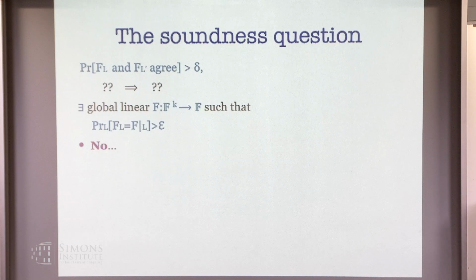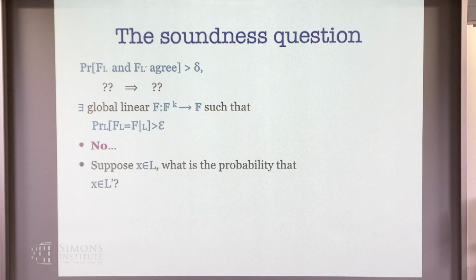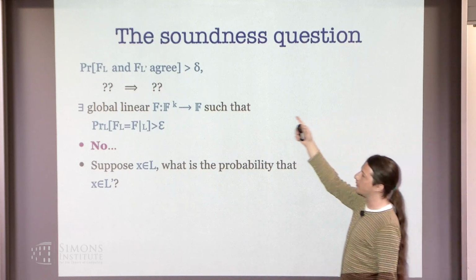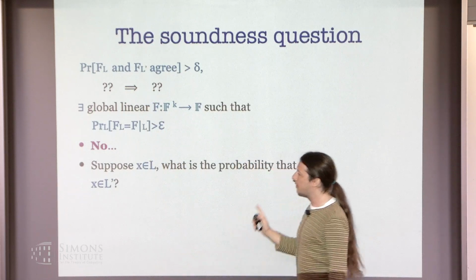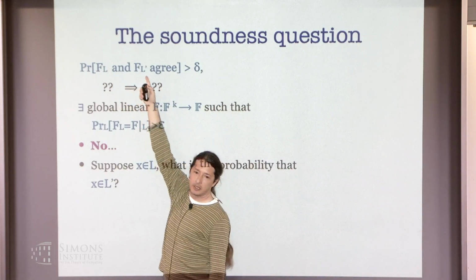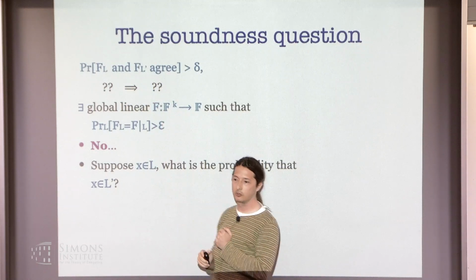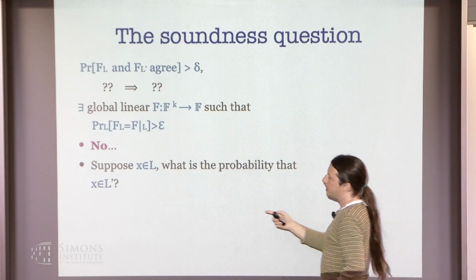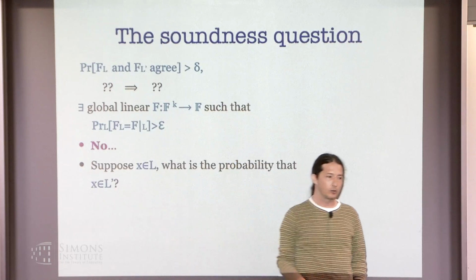And the answer is no, there doesn't need to be such a global function. So let me give you an example of an assignment that satisfies the test, but there's no big global function. But before that, let's do this trick. Suppose I pick L and L prime randomly, except with the constraint that they intersect on a codimension 1 subspace, and let X be some point in L. What is the probability that X is also in L prime?